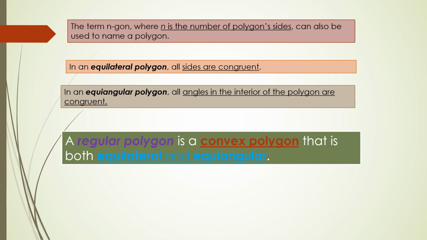Now, a regular polygon has to be convex. It will never be concave. It is both equilateral and equiangular. A good example is your square. It has all sides congruent and all angles congruent. This also is your equilateral triangle, where all the sides are congruent and all the angles are 60 degrees. It's actually a regular polygon. We just call it equilateral.